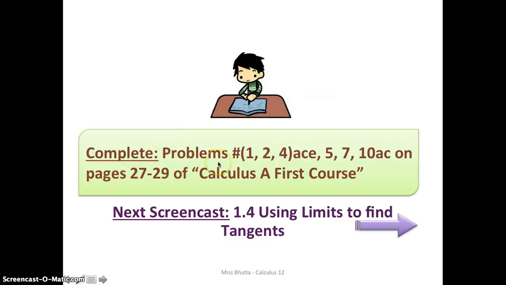Now you can complete problems 1, 2, 4 ACE, or more if you would like, 5, 7, 10 AC, and these are on pages 27 to 29 of your textbook. And the next screencast will talk about 1.4, where we're going to use what we learned about limits and apply that to what we learned in 1.1 about tangent lines.